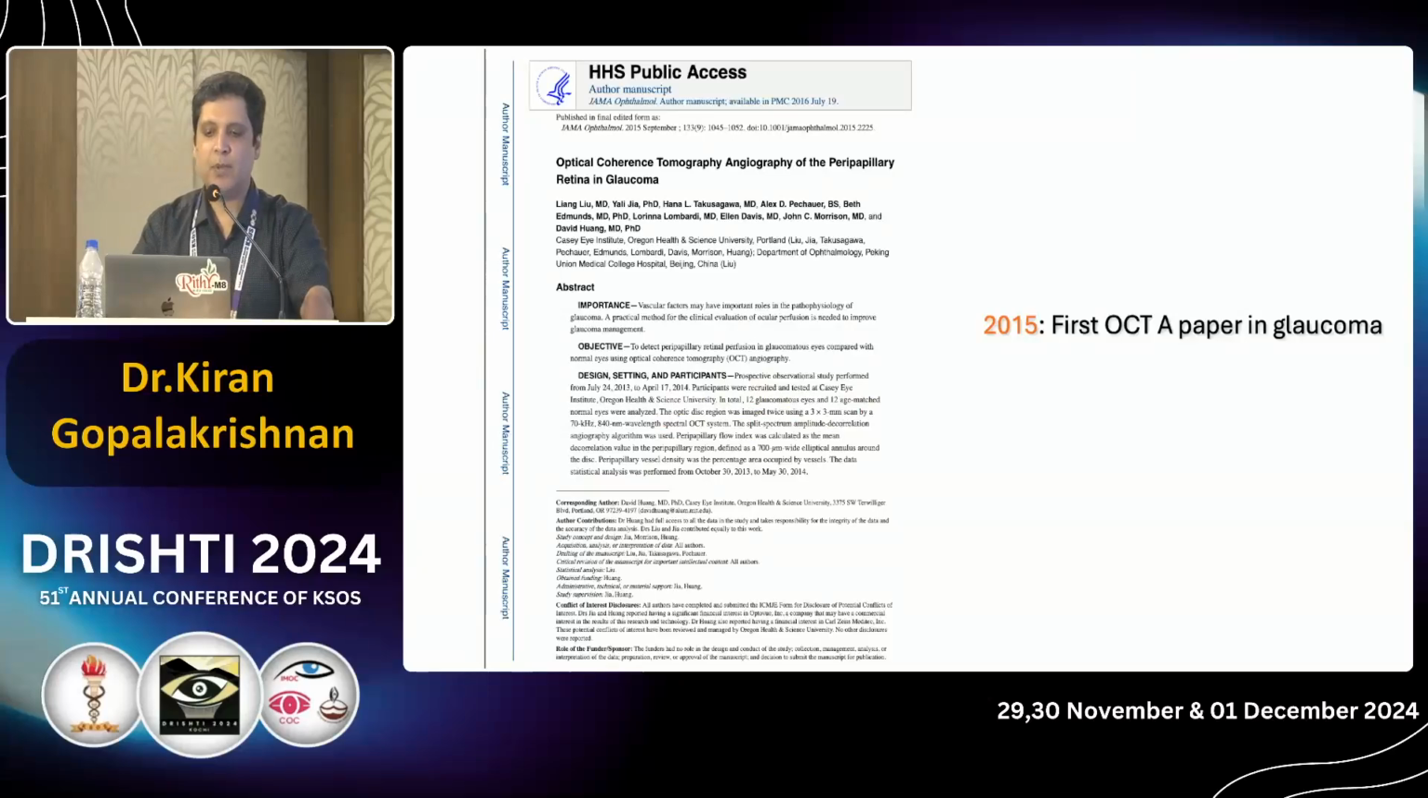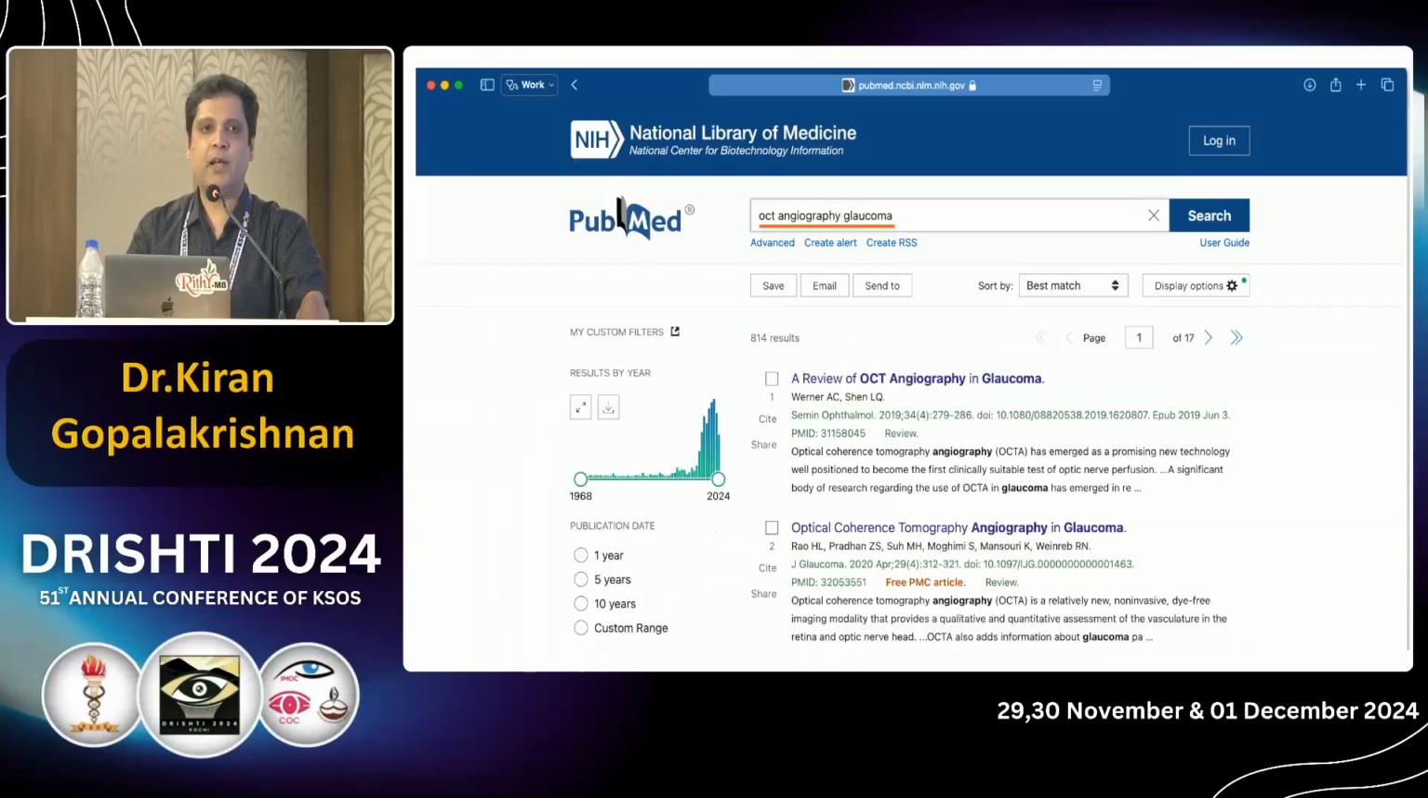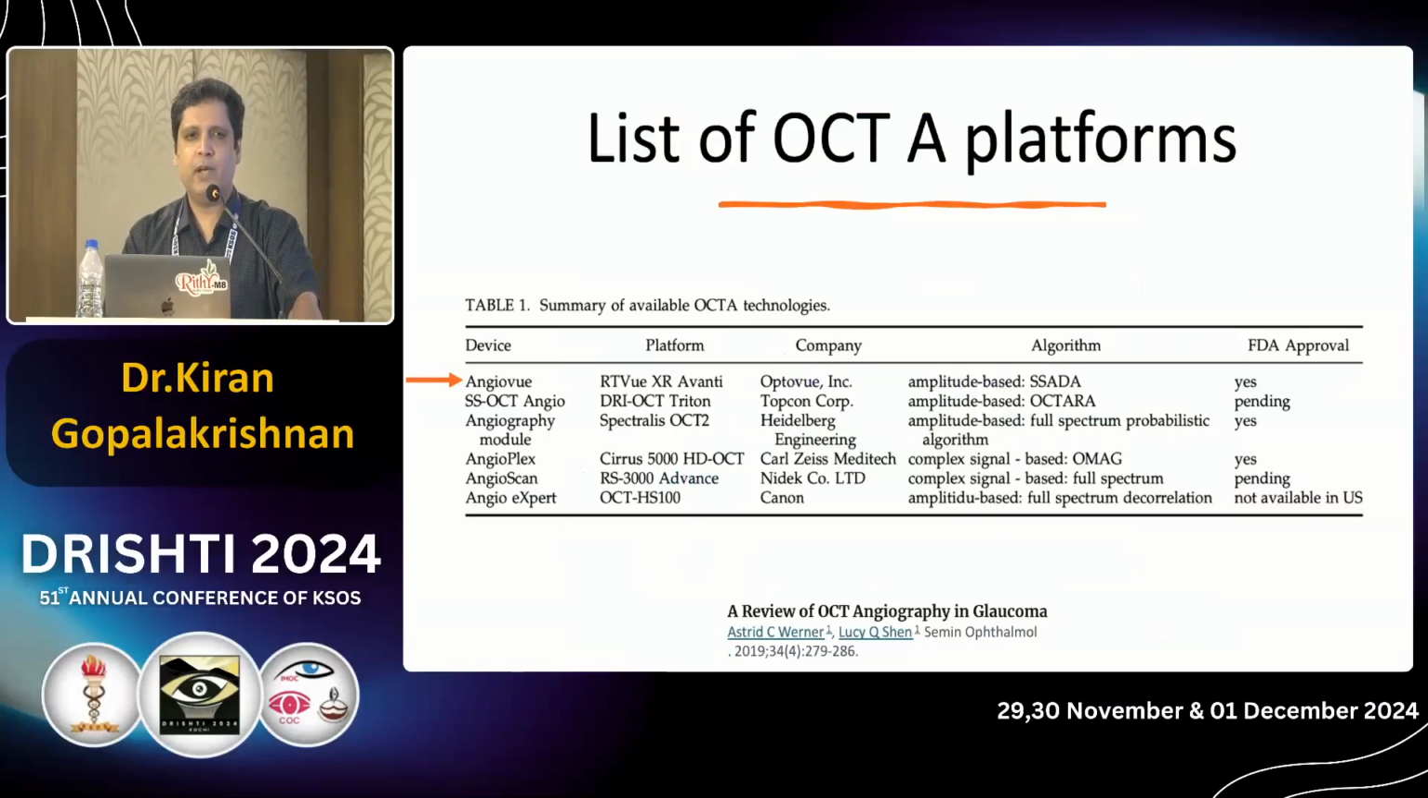So, this was the first paper on OCTA in glaucoma in 2015. A couple of months back, I typed in OCT angiography in glaucoma in PubMed and found 814 results on publications. And you can see the number of publications on OCTA in glaucoma peaking almost in 2022 or so. So there are various OCTA platforms. The AngioVue is the most widely published platform in glaucoma studies, followed by the AngioPlex, that is the Cirrus version.